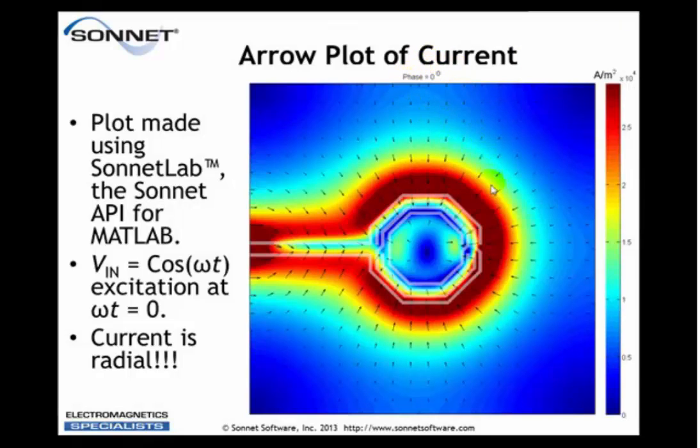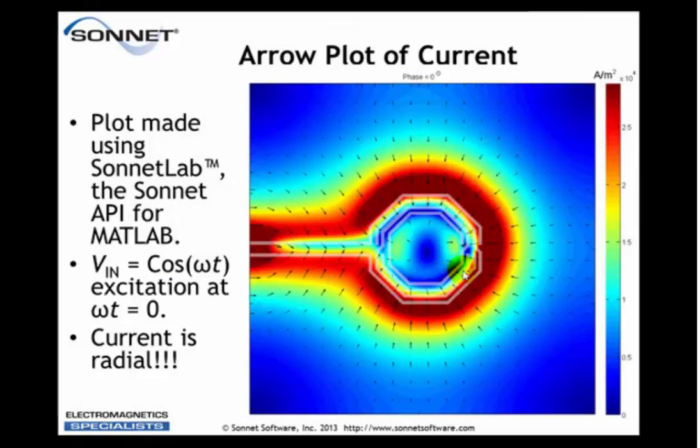And here we go, and we see indeed the arrows at phase equals 0 degrees. This is 10 gigahertz. Phase equals 0 degrees. All current is flowing in. 180 degrees later, all the current will be flowing out. This is very strange. How could that possibly be? Notice the excitation is cosine omega t. So, interesting. The electric field is maximum at cosine omega t.